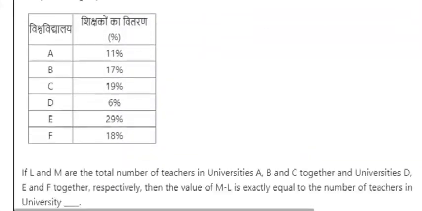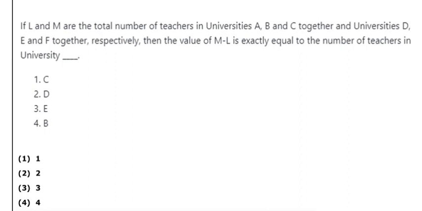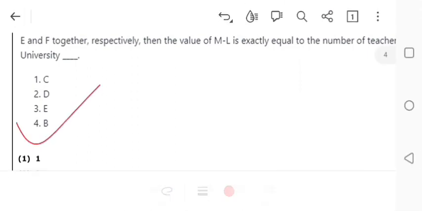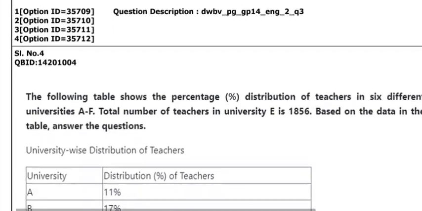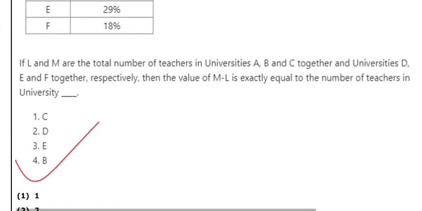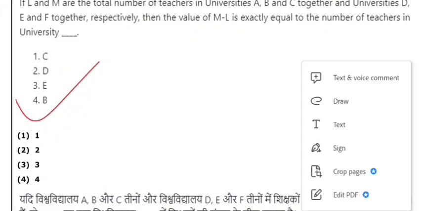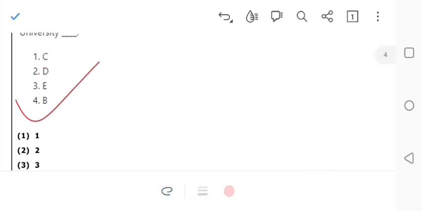Next is saying, if L and M are the total number of teachers in universities A, B, and C together, and universities D, E, and F together respectively, then the value of M minus L is exactly equal to the number of teachers in which university? C, D, E, B. Okay, it will be D, that means B. Wait, no, it was question number 3. So for question number 3 the correct answer will be option 2.